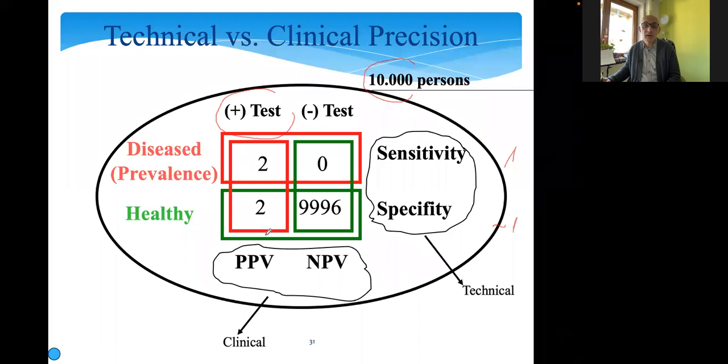Since the prevalence is very low, although I have a very good test with very high sensitivity and very high specificity, my positive predictive value will be 2 divided by 2 plus 2, 4. That means 0.5 or 50%. So not so high. It's like tossing a coin. Okay, that was a summary of the positive predictive value, negative predictive value, and sensitivity and specificity. Let us stop recording.